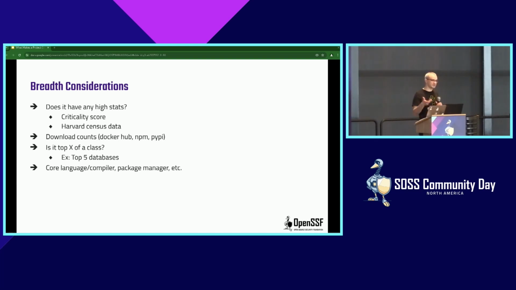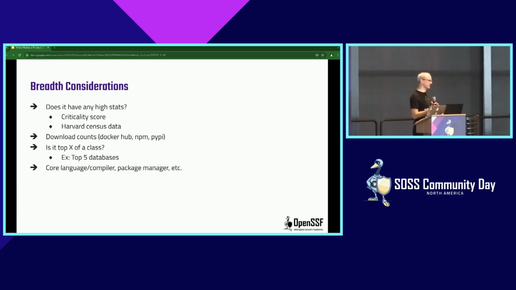Then we looked at other things like download counts. If it's a package on a package repository, those might be available. If it has a Docker image, those download counts are available. On some classes of things like databases, we thought, okay, what are the top 5 or top 10 databases, and let's just draw the line there and say that this type of software is in this group, and we're going to figure out which ones are the most used.